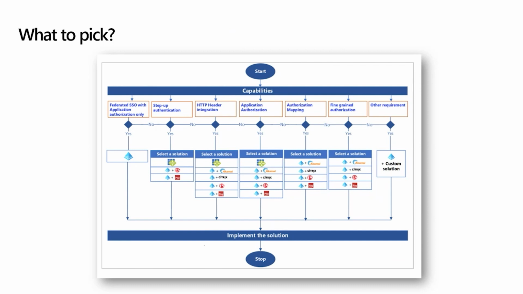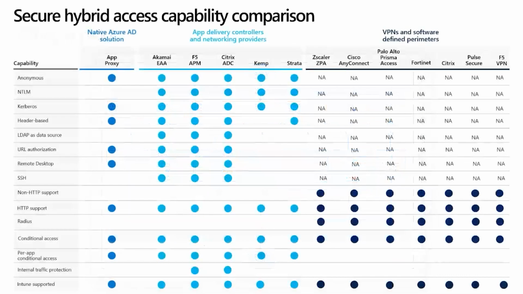So this decision chart was made before we announced the new partnerships. So partners like Strada are not in this chart yet, but are going to be added in the future. Look, for example, if I need an HTTP header integration, I have a whole list of integrations that I can pick from. I can use the native Azure AD App Proxy integration, or I can work with partners like Citrix, F5 and Akamai. And if you look at those other partners as well, we do have a full comparison chart looking at all those protocols.